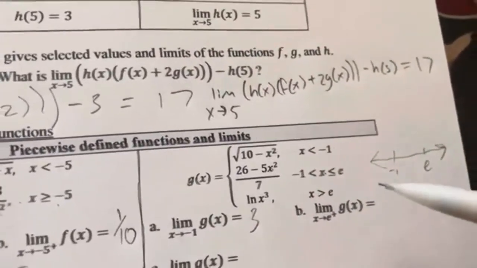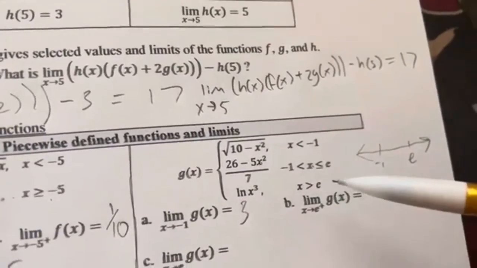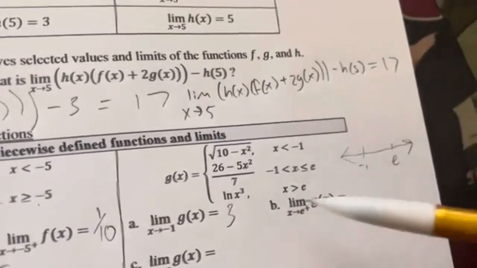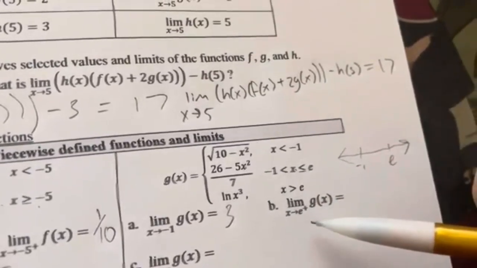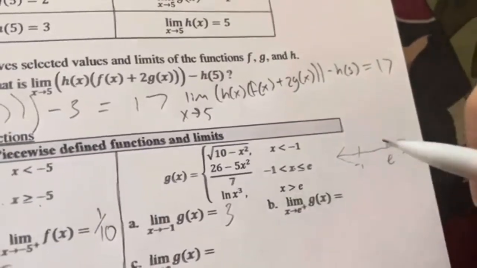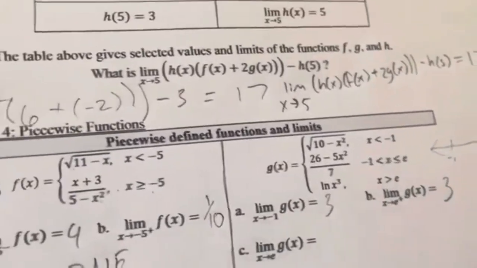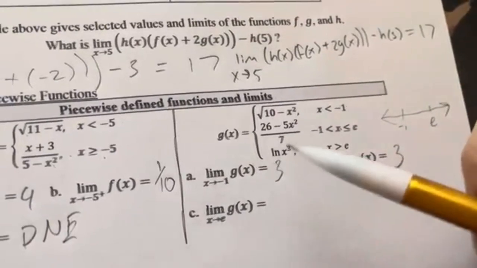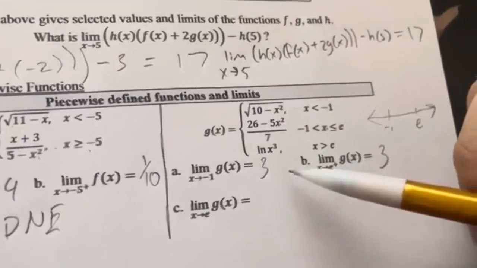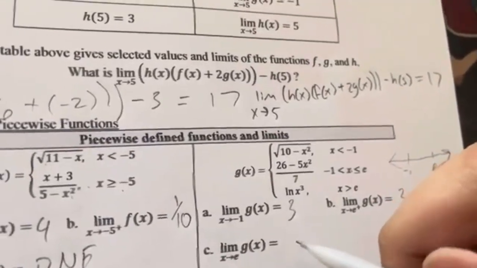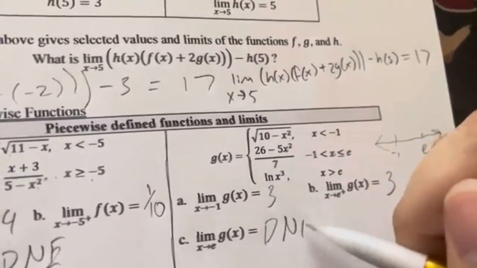The limit of g of x as x approaches e from the right, you get the natural log of e cubed. This is 3. The limit of g of x as x approaches e, you use either of these two, but for time's sake, I already did it. Answer: does not exist.